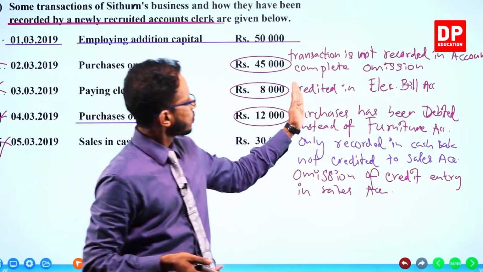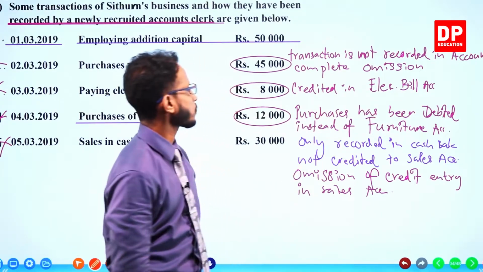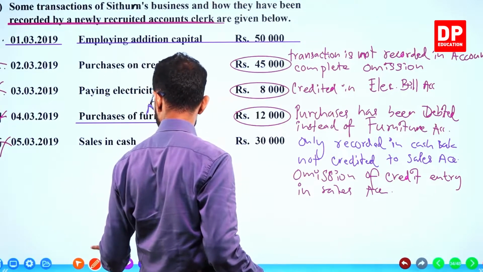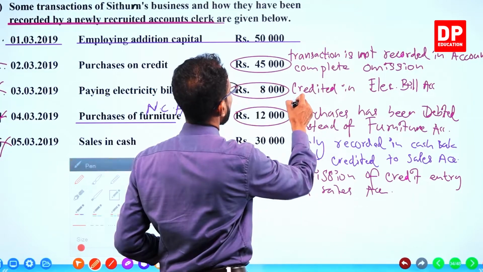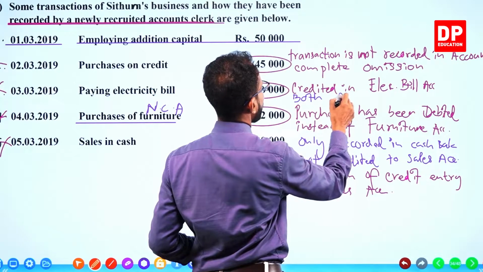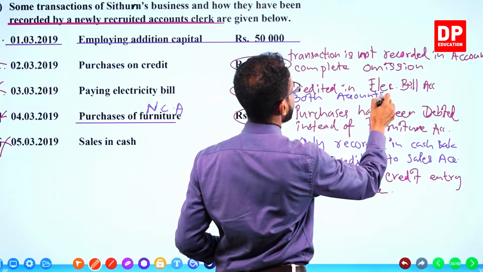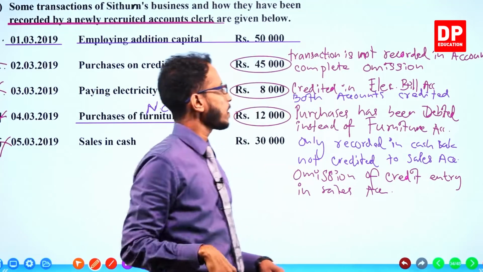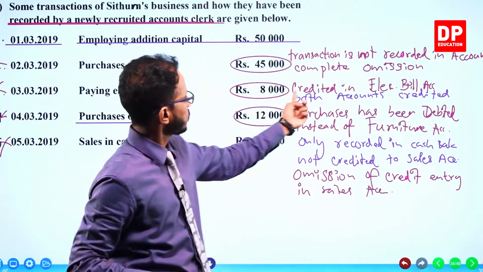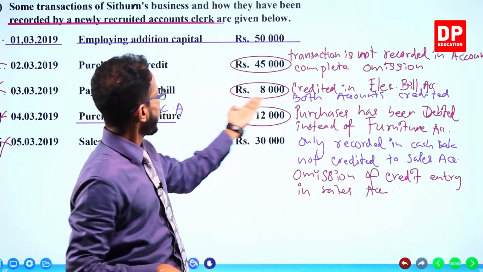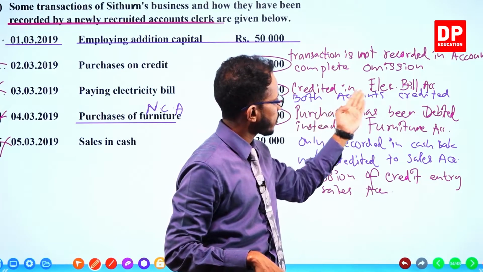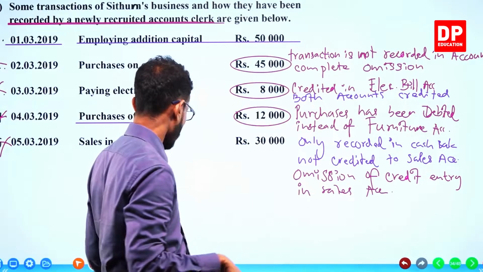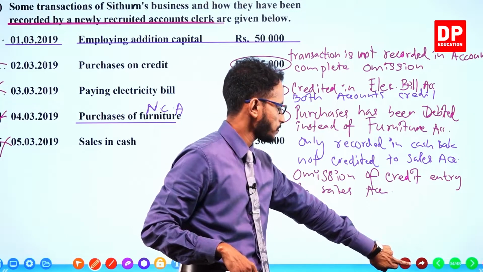Paying electricity bill. Credited in electricity bill account. Or you have to write both accounts credited. That is another way of writing the error. Electricity bill paid is credited in electricity bill account. Or electricity bill paid is credited in both accounts. You have to write likewise.